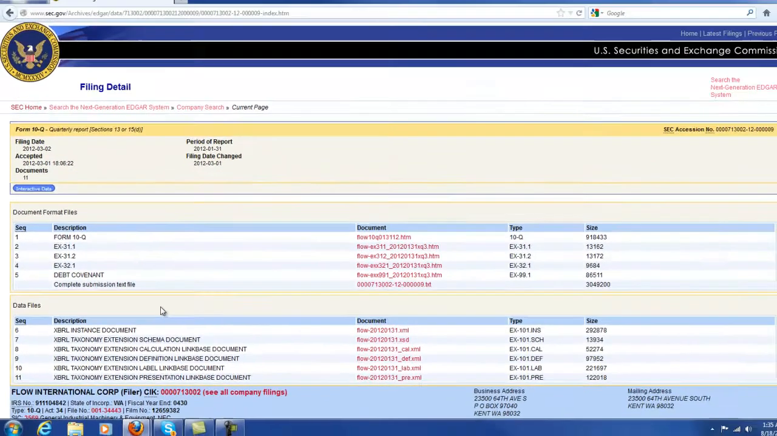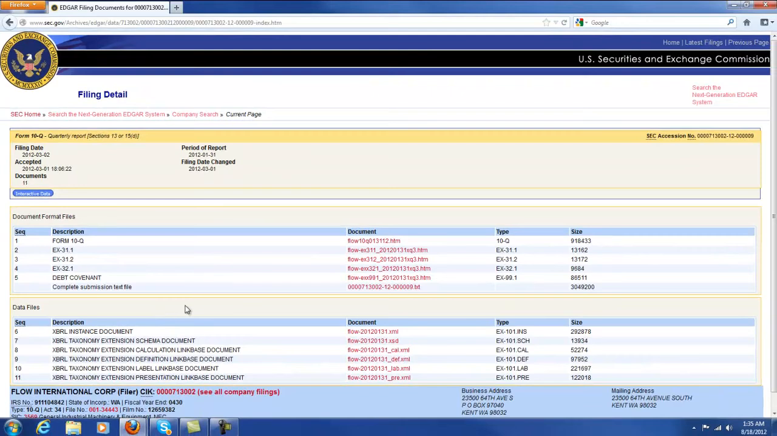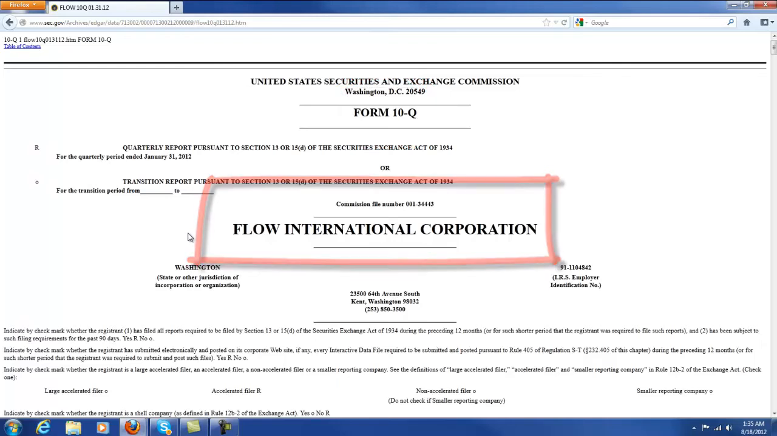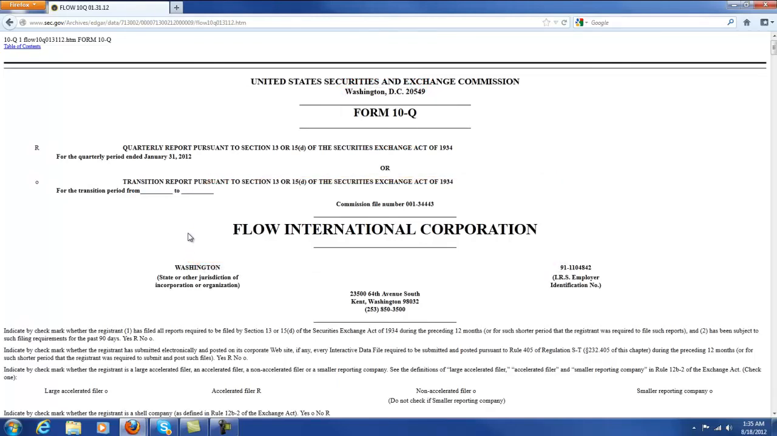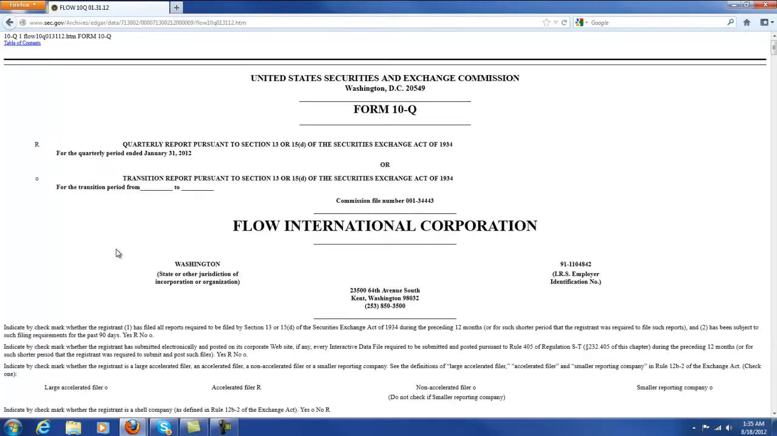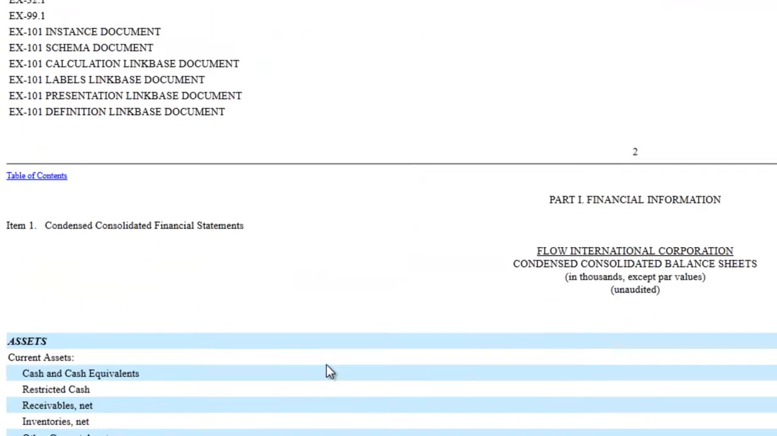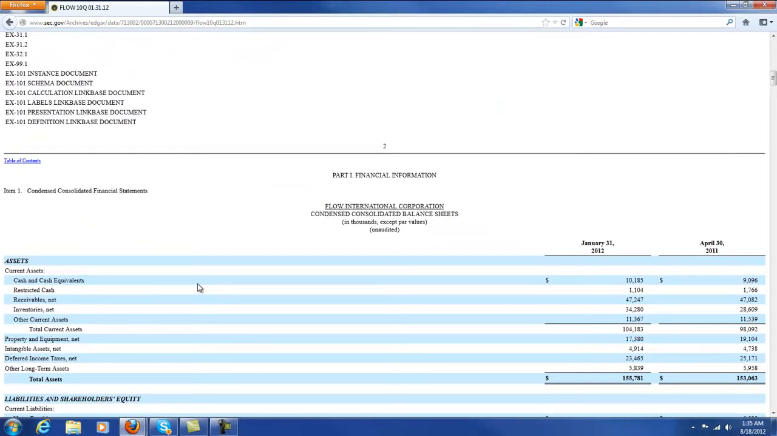And again, same thing that we did with 10K. You want to click on the first link and it takes you to 10Q, as you can see here, by Flow International Corporation. The difference between 10K and 10Q is that 10Q is a quarterly report, and it is not as detailed as 10K. As you can see here, when we scroll through 10Q, obviously it starts off with the table of contents, but after that it goes straight into the financials.